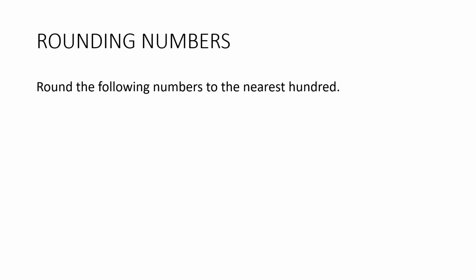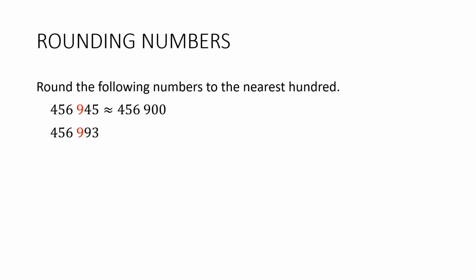Let's try a couple more. 456,945, and we want to round these numbers to the nearest 100. So I have highlighted the hundreds position. Look at the next digit. It's a 4. So we're going to round down. So the 945 is going to round down to 900. So it's approximately equal to 456,900.